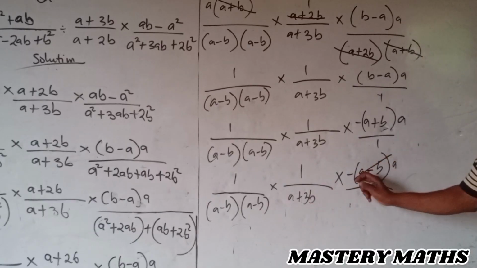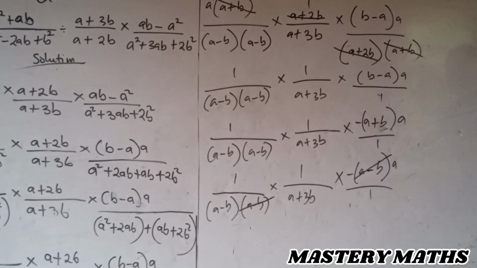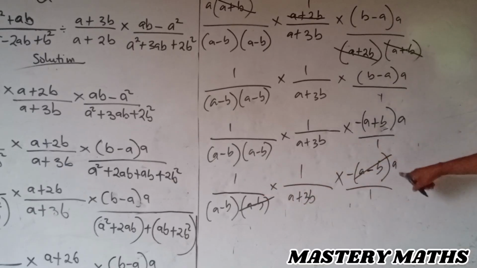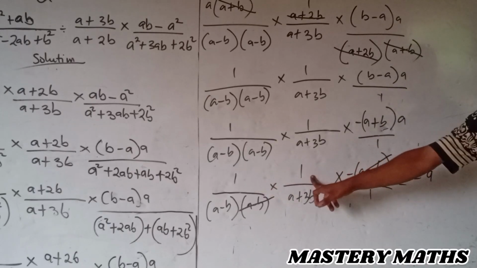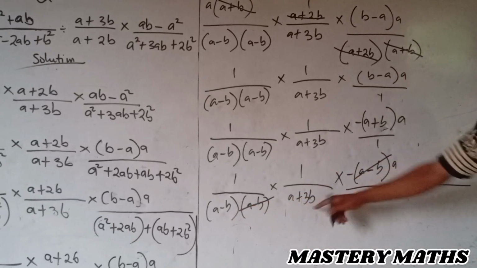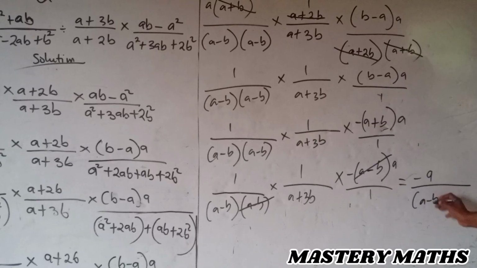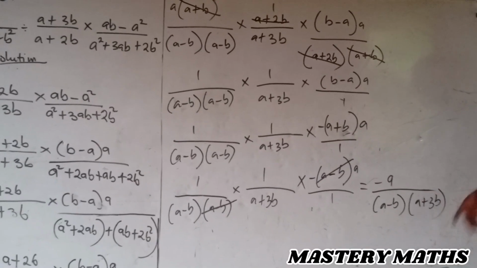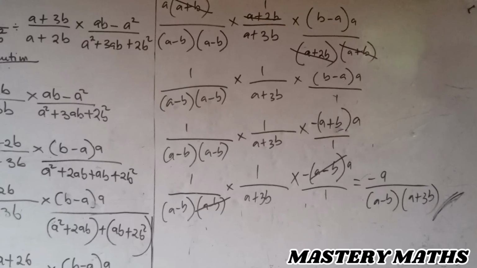If you watch that, they are now looking the same. Since they're looking the same now, this will cancel this. So what is left for us? You have your 1 times minus A, which gives us minus A. And you have your over, you have this and this together, which is A minus B, A plus 3B. It cannot be simplified. There's no way we can simplify any of this. So this is our final answer.